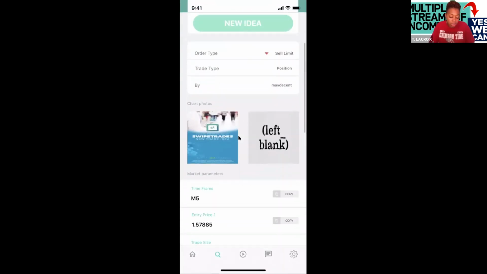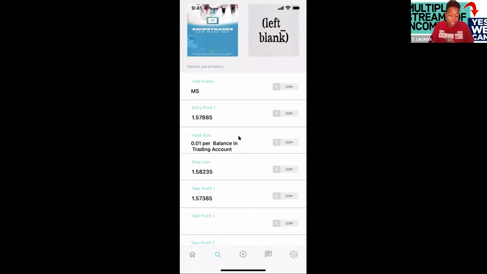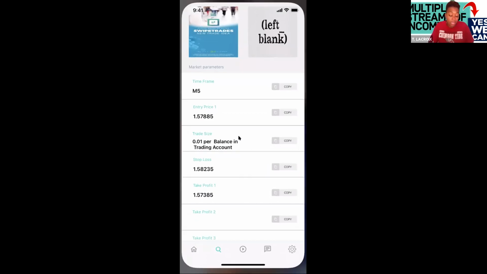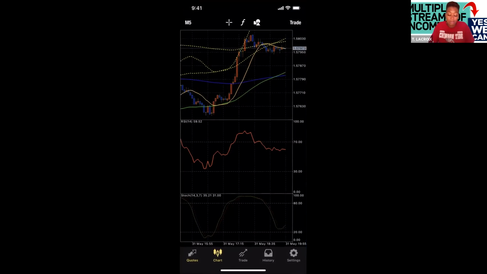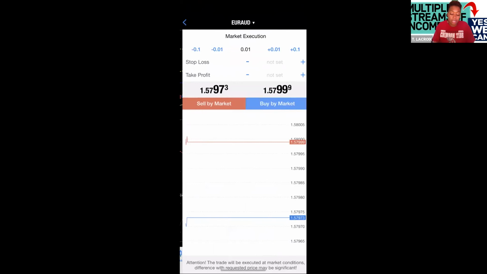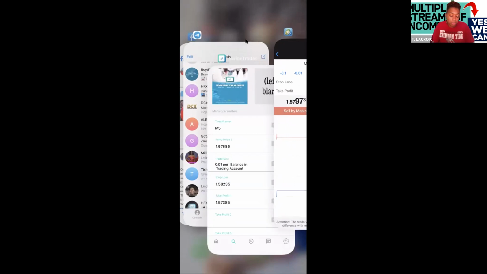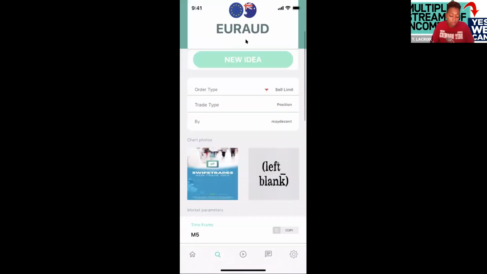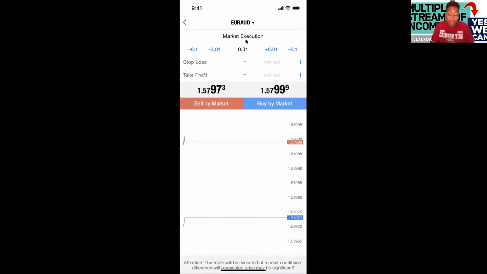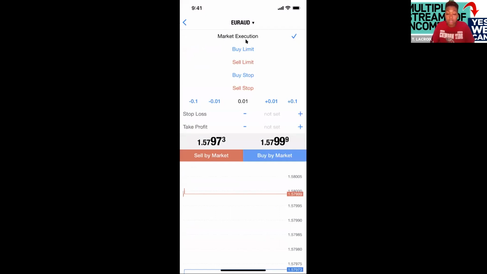Euro AUD was a 5 minute, so we're good on that. Entry at 1.57885. So now, once I know I got my time frame right, I go to trade. Now, at the very top, you see market execution, which means the moment I hit sell or buy, it's going to go in. But in this case, it said it was a sell limit, right? Let's see. Yep.